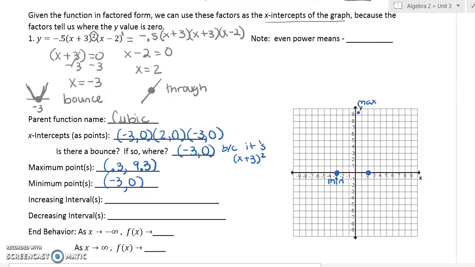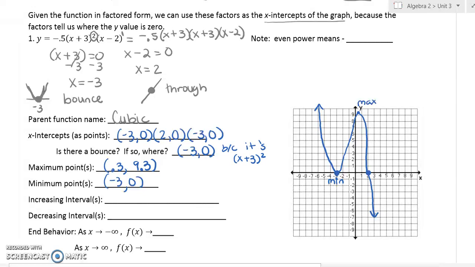And then we're going to go ahead and sketch our image. So I have it starting up high, touches the x-intercept, aka minimum, comes back up, goes over to the maximum, comes back down, touches the x-intercept, and then continues to go down. Okay, so that's what it looks like.